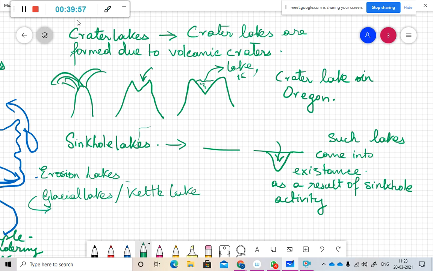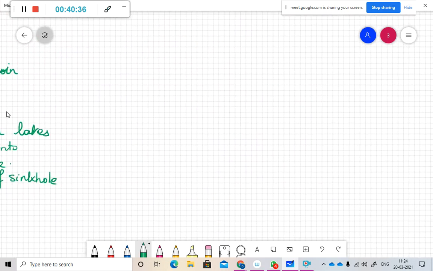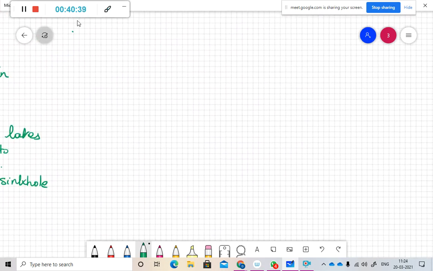They are formed by melting of glaciers. This ice that has frozen, the glacier, suddenly this glacier melts and a lake is formed. Another term used is Fjord Lake.